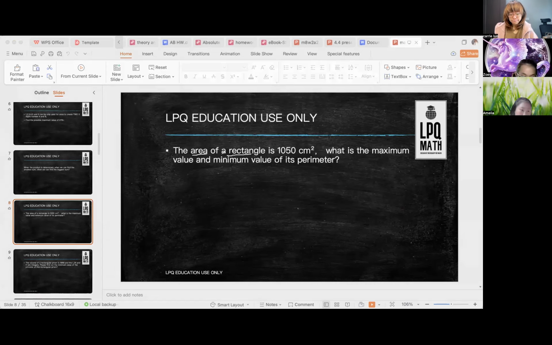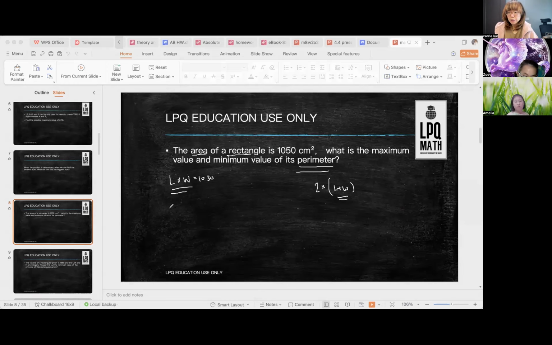It's length times width. Yes, length times width. Okay, so that means length times width equals 1050, right, Zoe? Okay, so when we find out the minimum and maximum value of this perimeter, how do we calculate the perimeter? 2 times (length plus width), right? So we know the product, we want to know the sum, correct, Amelia?